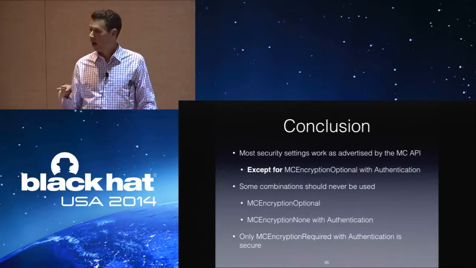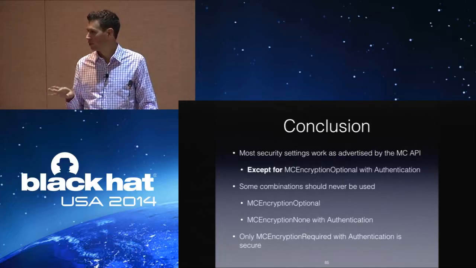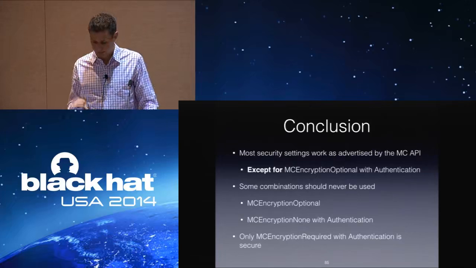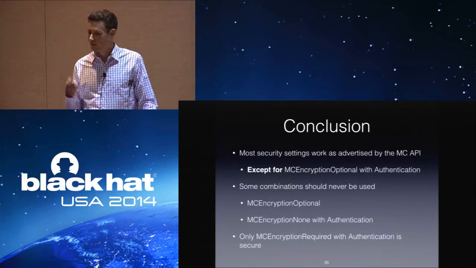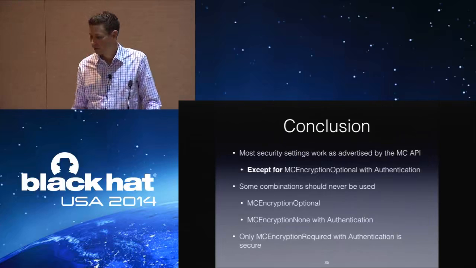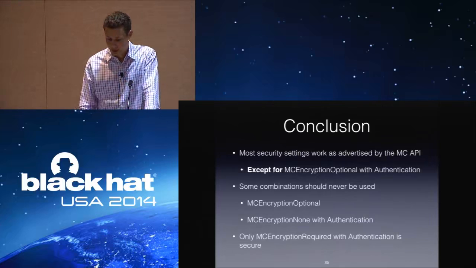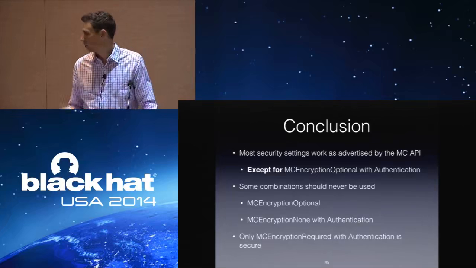And even without this one, there are combinations that, as an app developer, you shouldn't use. Encryption optional, there's no good use case for that because data is sensitive or not sensitive, but it's not optionally sensitive. So I wouldn't use encryption optional. And then encryption none with authentication means you're getting the performance hit of DTLS because you have to do all the handshake, but then no encryption. So it's kind of a waste. And lastly, as expected, only encryption required with authentication is actually secure.